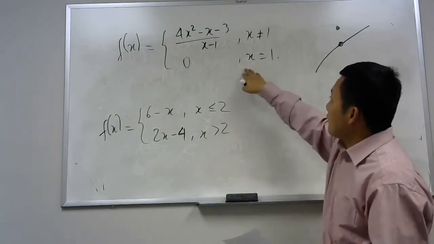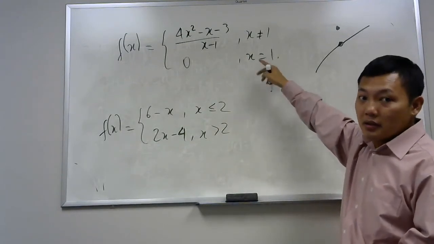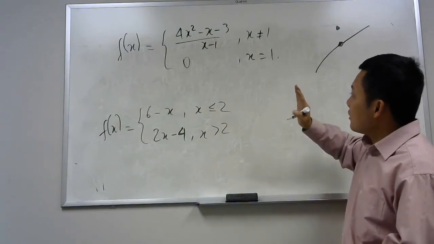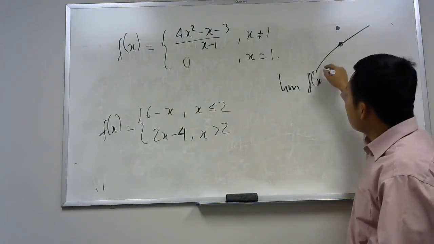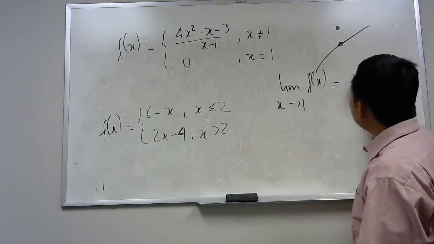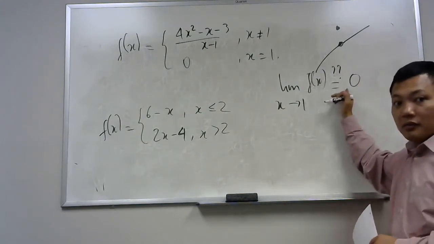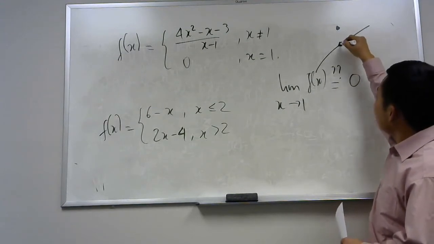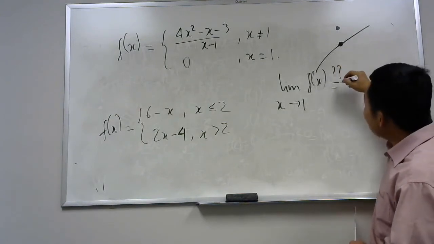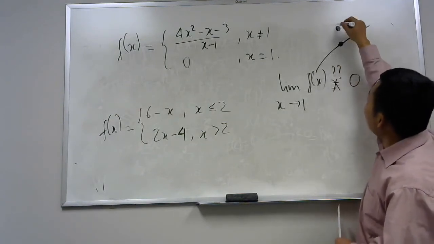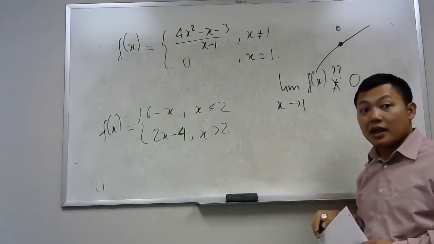Alright, so let's solve the first one. I only need to consider x = 1, right? Because at other points, the function is continuous. So I need to check if the limit of f of x when x goes to 1 equals 0 or not. If this equals 0, we just fill the hole. But if that is not 0, that means we add that point somewhere else, not in the hole, so the function is not continuous at 1.